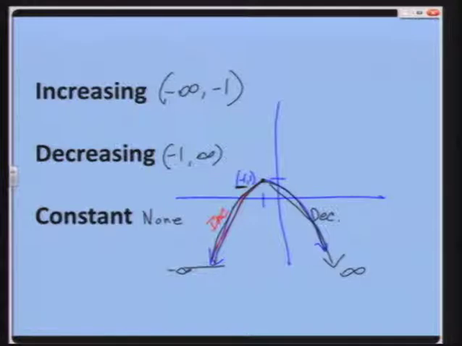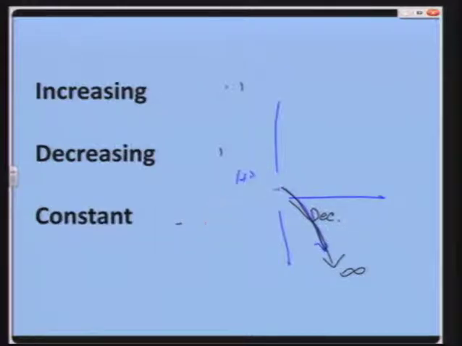All right, let's do another one here. Erase what we have and draw us another little graph here to work on.